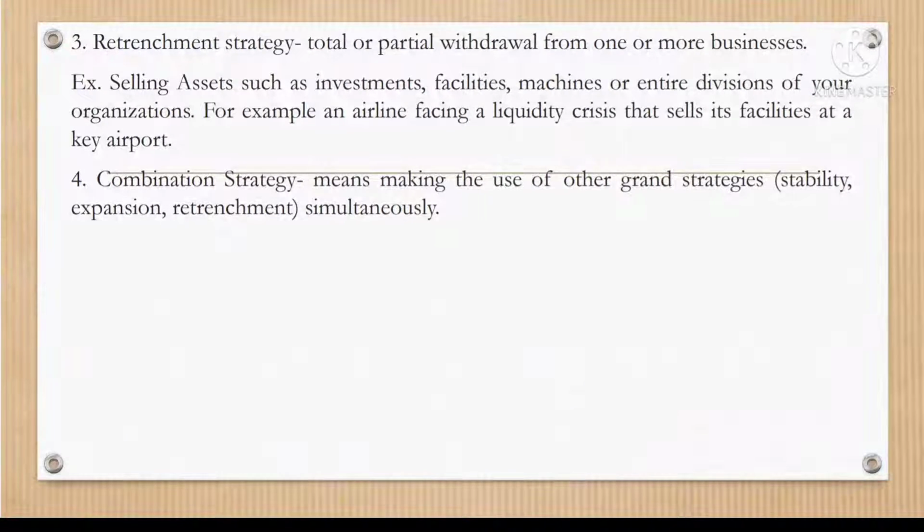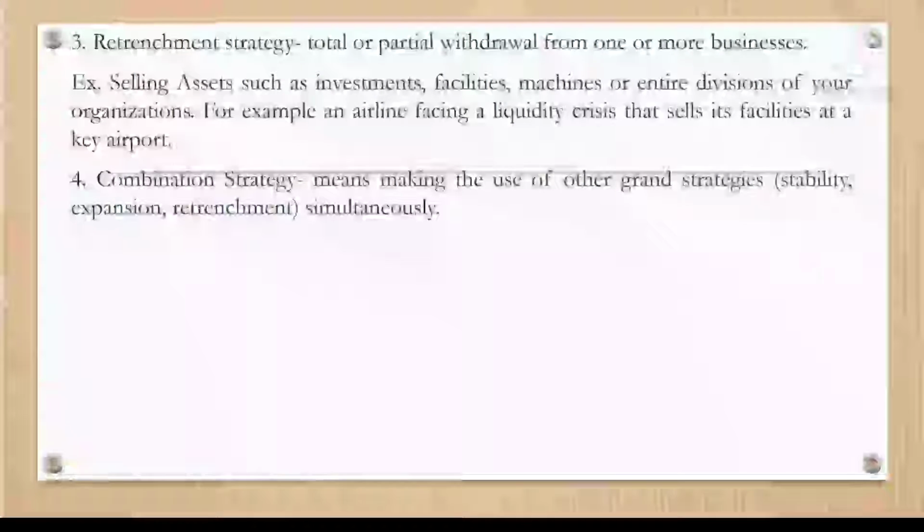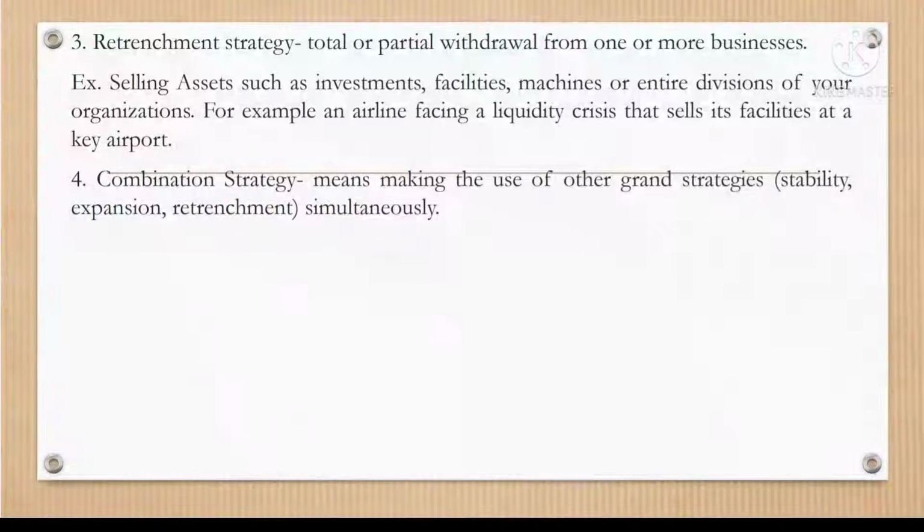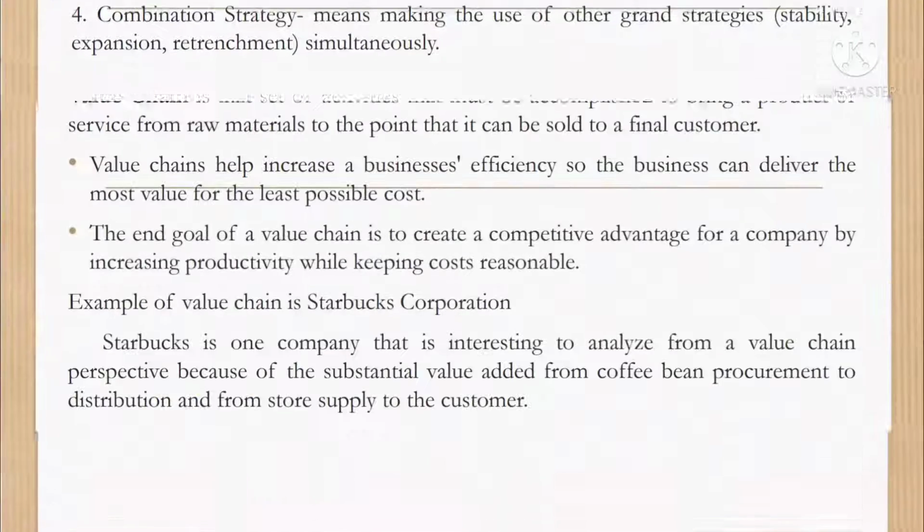Third, retrenchment strategy, total or partial withdrawal from one or more businesses. Example, selling assets, such as investments, facilities, machines, or entire divisions of your organization. For example, an airline facing a liquidity crisis that sells its facilities at a key airport. Fourth, combination strategy, means making use of the other grand strategies, stability, expansion, and retrenchment, simultaneously.